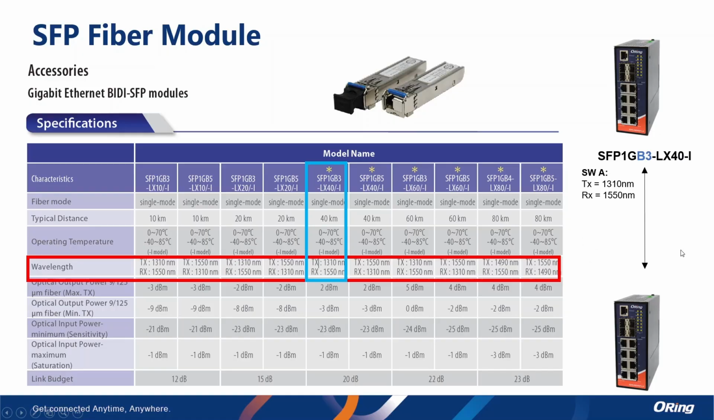However, for switch B here, because in switch A the transmitter is 1310, in switch B the receiver is supposed to be 1310. In switch A, the receiver is 1550, so the transmitter is supposed to be 1550 on switch B. It's like this. So the SFP module required for switch B is SFP1G B5 LX40.